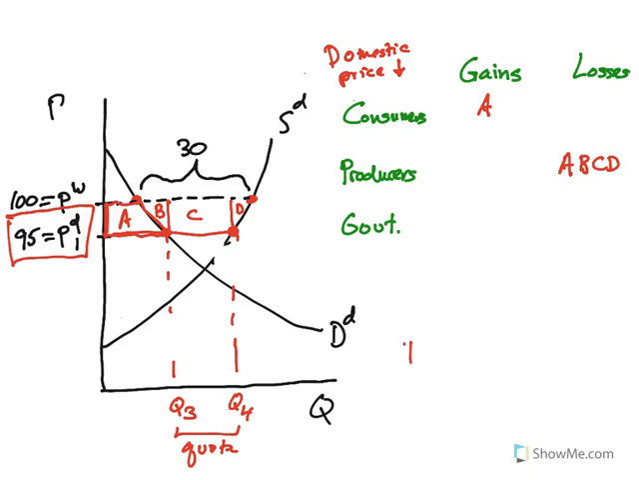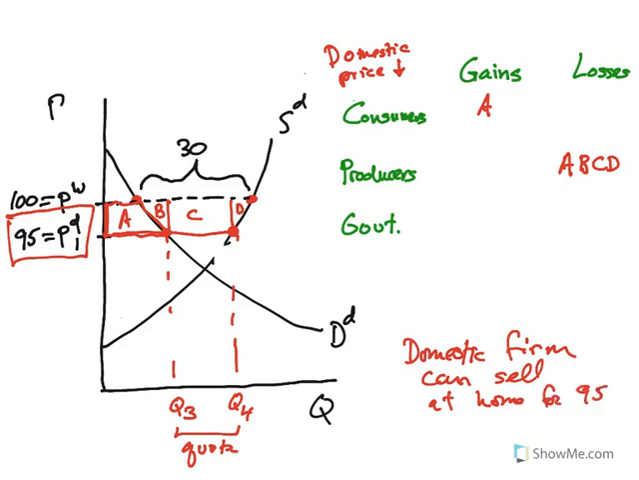So a domestic firm can sell at home for $95. If they sell internationally, they can sell for $100. Anybody that gets access to the international market will earn a higher price than their next best alternative, which is to sell at home. That's the rent. Now, how much rent is that?